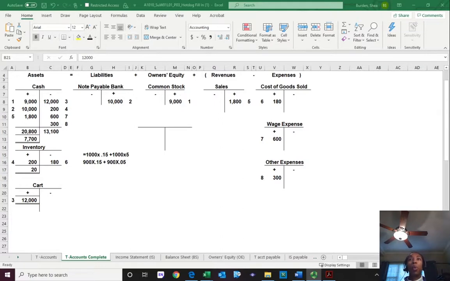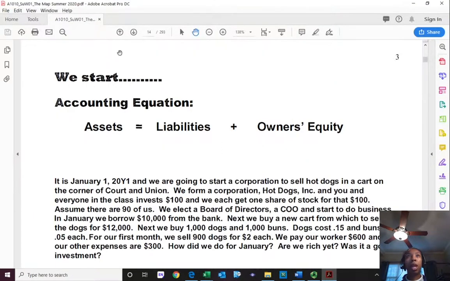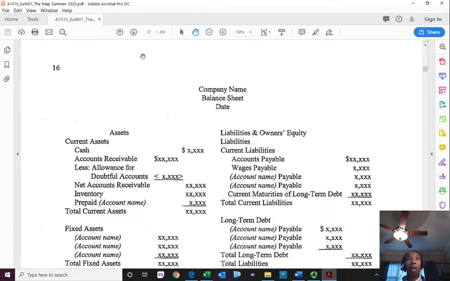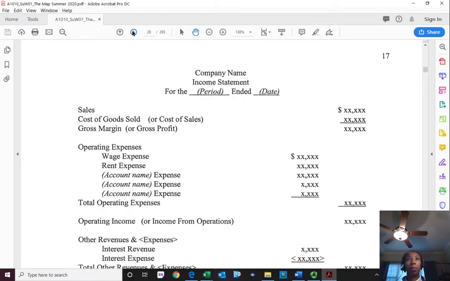So with the income statement, you're going to grab certain things off of this income statement. However, to help you as a guide, we have a page in the map. So I'm going to go back to the map, and we're going to go to page 27, the balance sheet, the income statement.